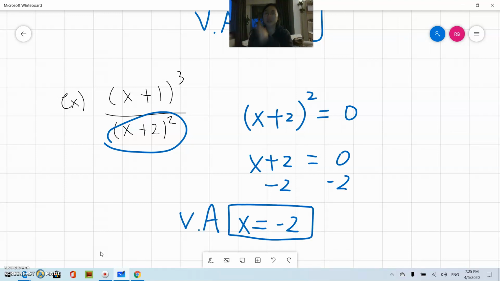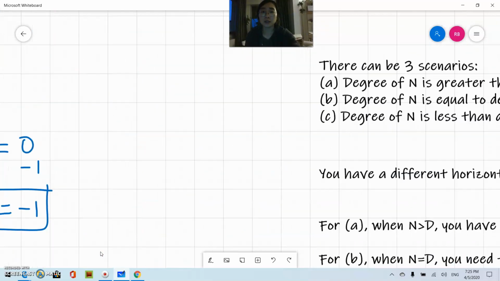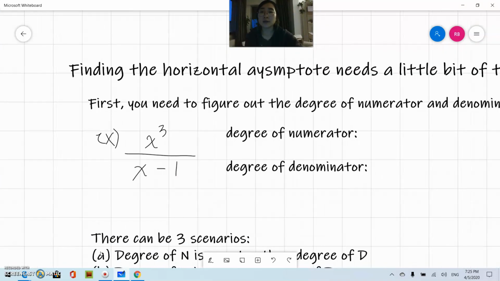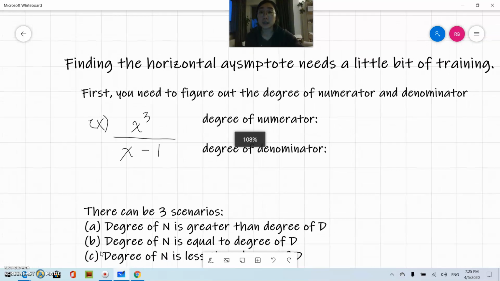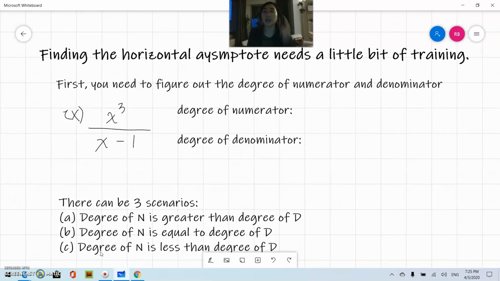Okay? So vertical asymptote, just like the last section, is the same. You are setting the denominator equal to 0, and whatever x value you get is where the vertical asymptote goes through. Horizontal asymptote, though, is a little bit more complicated because there is a rule that you need to remember, okay?